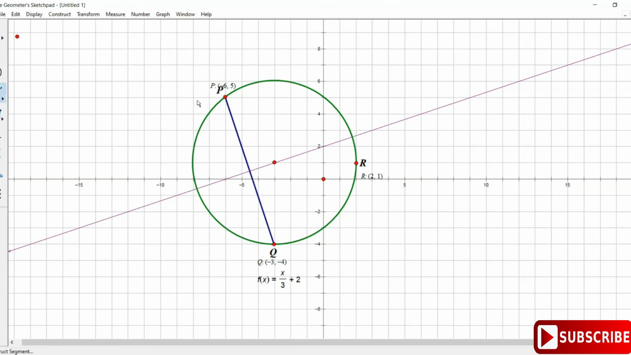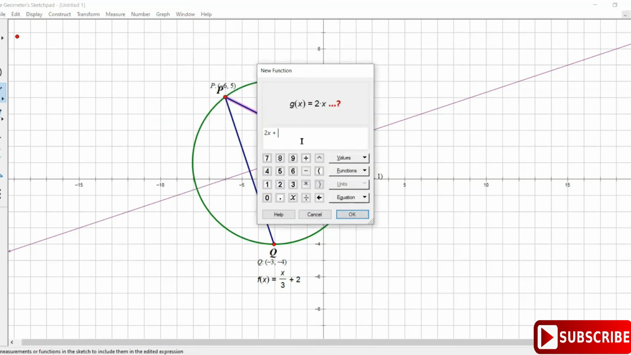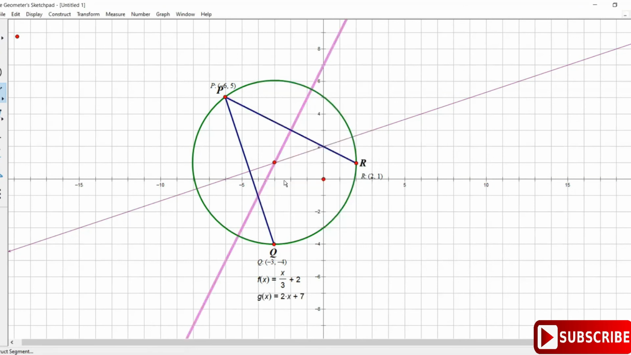Next we found the bisector of PR. So this is the line P to R, and I'm going to draw the bisector of PR now. The bisector of PR was 2x plus 7. So I'm going to plot the line 2x plus 7. Look what happened, it passes through the center. Notice the two purple lines. The first is the bisector of PQ, which passes through the center of the circle. The bisector of PR also passes through the center of the circle, and they intersect right here. The two bisectors intersect at the center of the circle.